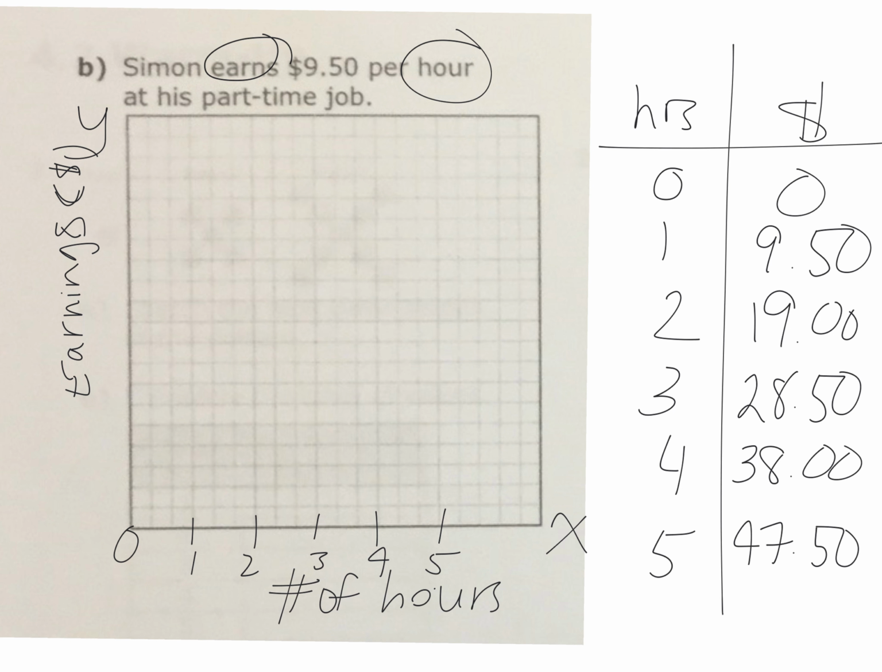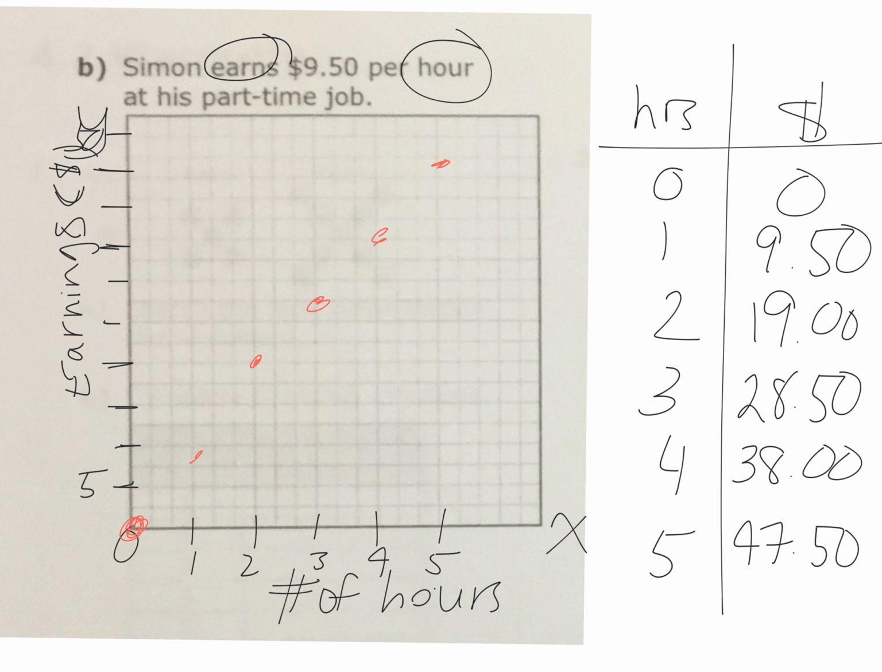What's a good scale for earnings? We need to get up to $50. 5, 10, 15, 20, 25, 30, 35, 40, 45. Okay, 5 is a good scale. I'm not going to write it all. And he works 0 hours. He makes $0. 1 hour.